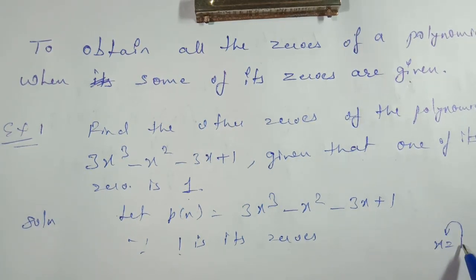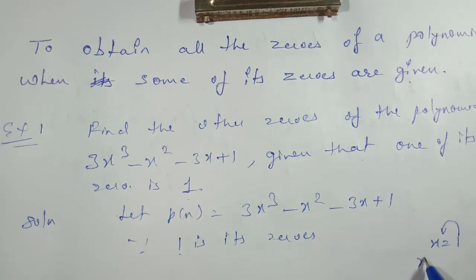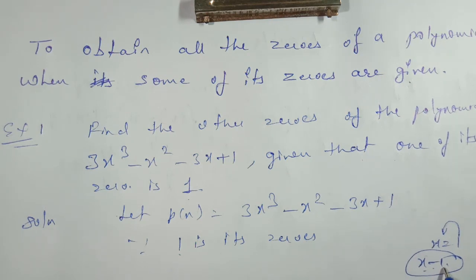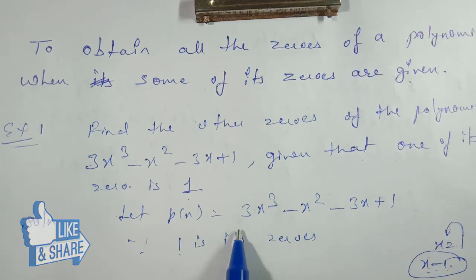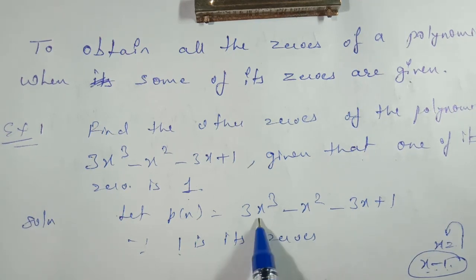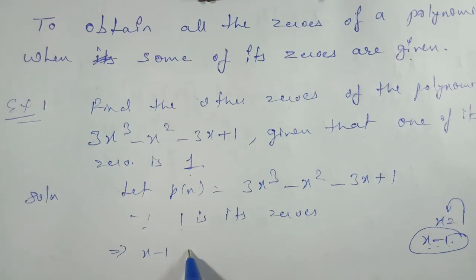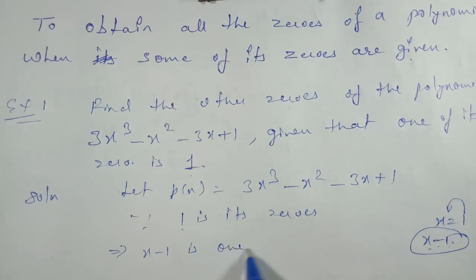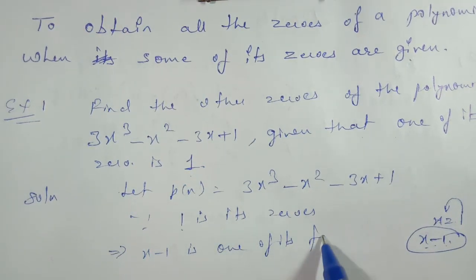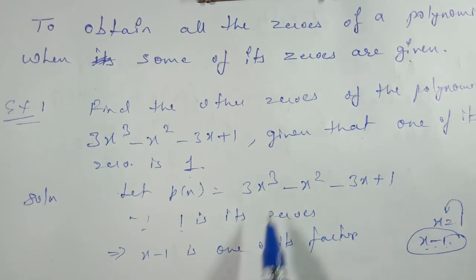If we take 1 to the left hand side, it will give x minus 1. So we can say x minus 1 is one of the factors. This implies that x minus 1 is one of its factors. Out of 3 factors, x minus 1 is one of its factors.